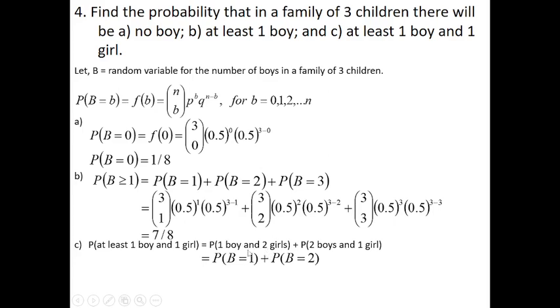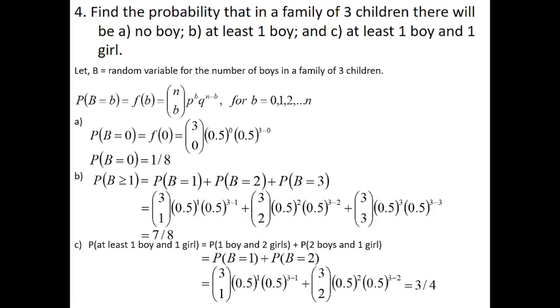So we have now probability 1 boy and 2 girls. So probability that B is equals to 1. Probability 2 boys and 1 girl. So that is 2 boys. So probability that B is equals to 2. Okay? So ang sagot ay, so we applied the formula. Ang sagot ay 3 over 4. So 75% ang chance na there will be at least 1 boy and 1 girl. Okay? So that's it. No?